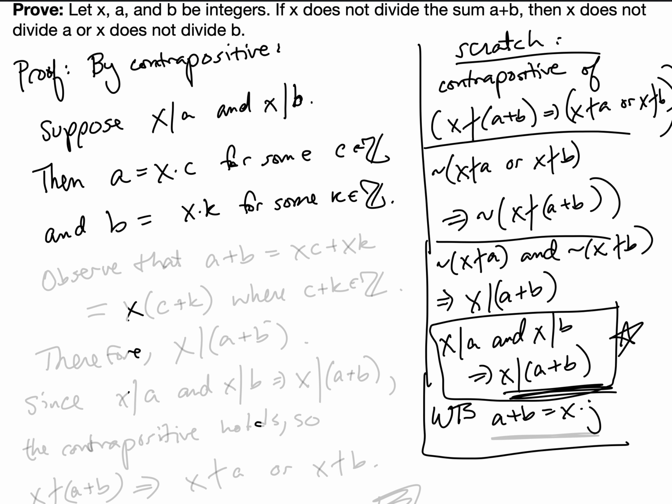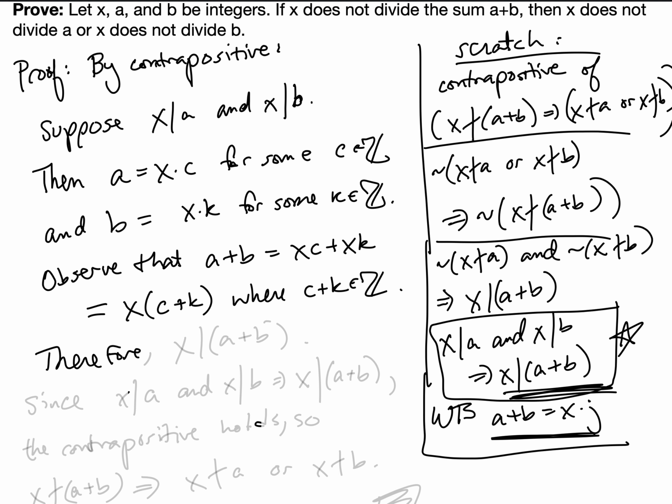That means let's observe that A plus B is then equal to x times C plus x times K. And can we show that A plus B is equal to x times some integer? Yes, we can factor an x out. So observe that that is then equal to x times C plus K, where C plus K is an integer, and therefore it is the case that x divides A plus B. So we have shown that. And now we could wrap it up.